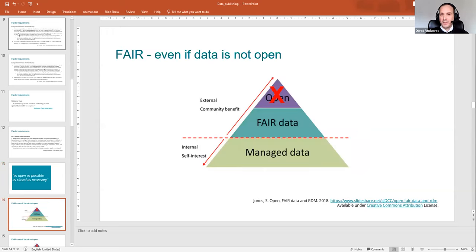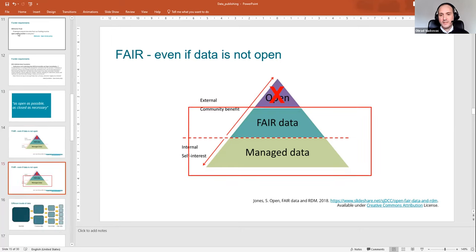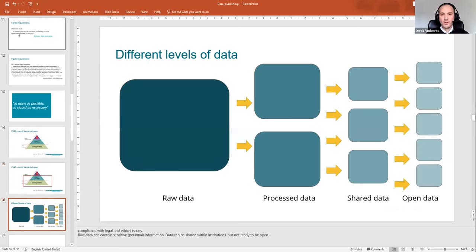So if researchers are not required by their funders or institution to open their data, or for any other reasons don't want to open their data, just make sure that their data adheres to these standards and principles, that it is well managed and well preserved, and that it adheres to FAIR data principles. Also, there are different levels of data.